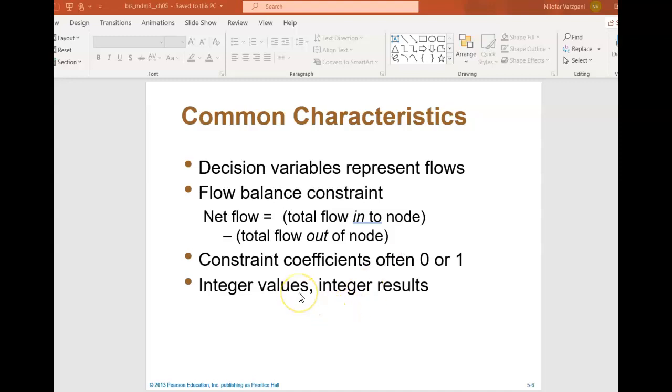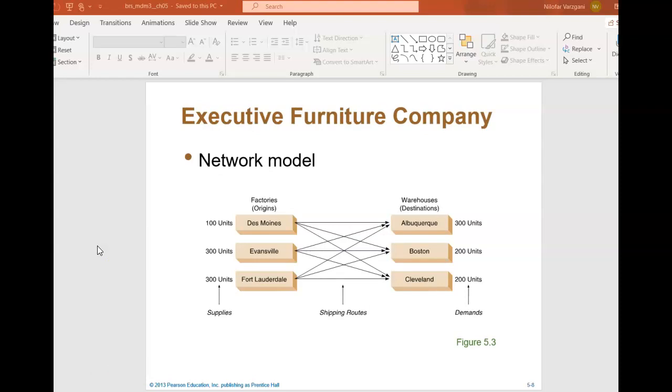And if you're inputting the values in your model as integers or whole numbers, your results will automatically come out as integers or whole numbers. So let's take an example for an unbalanced transportation model.